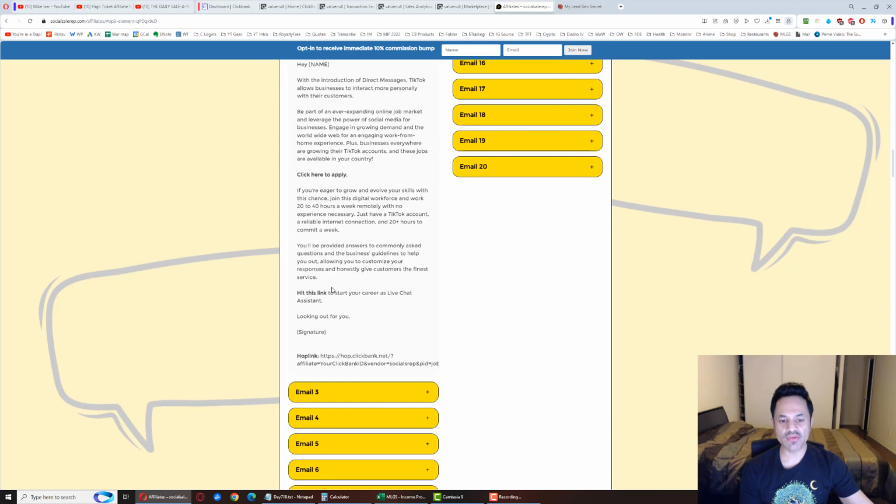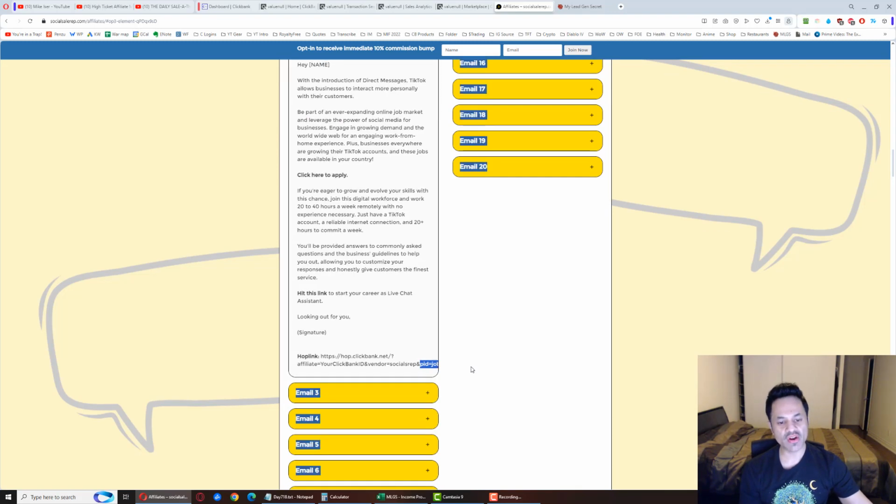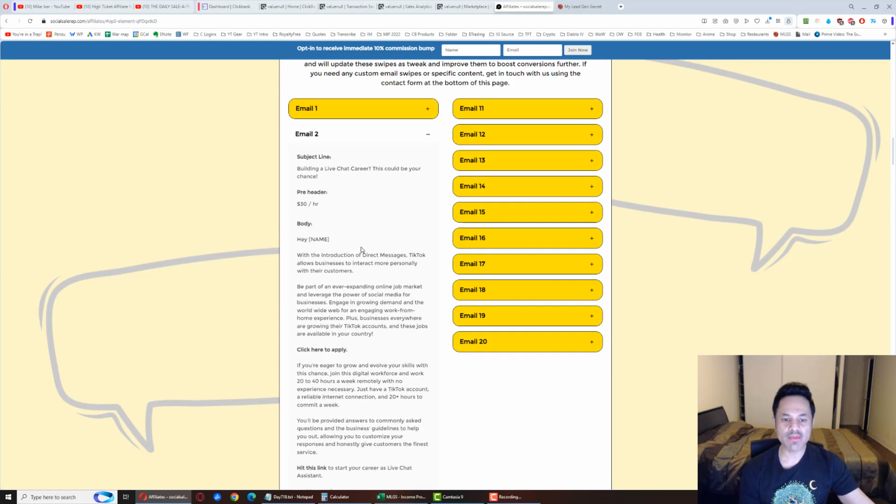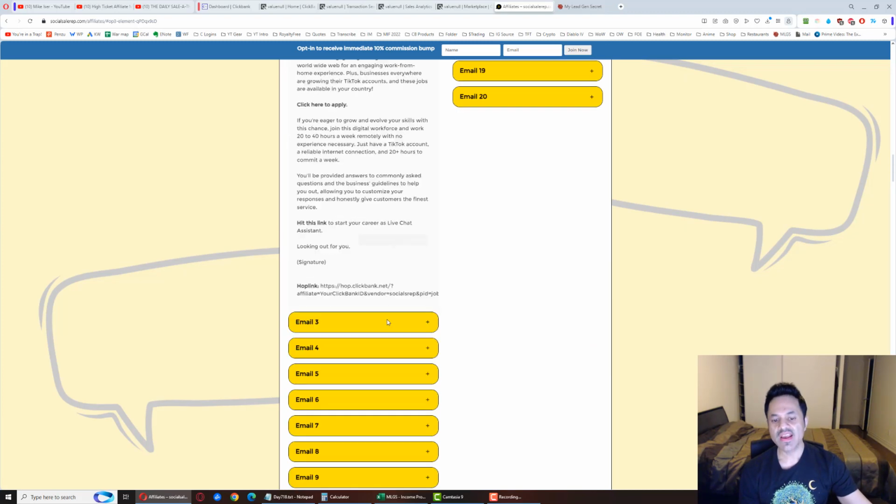If you load up the other emails, it's cut off over here, but if you were to highlight everything, including what's cut off, you will be able to see that it's talking about direct messages with TikTok. And this landing page will lead to a page which also talks about direct messages with TikTok. That level of congruency between the landing page and the email leads to better conversions. That is what my experience has been.